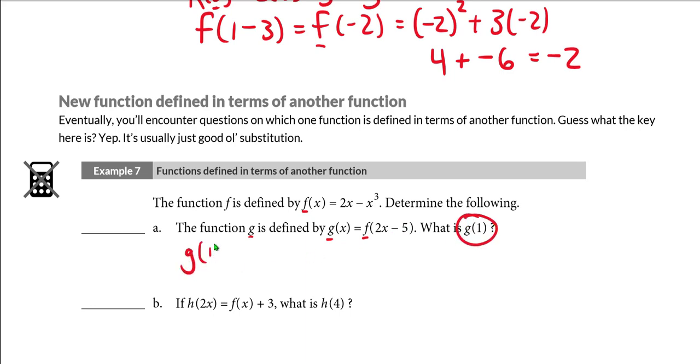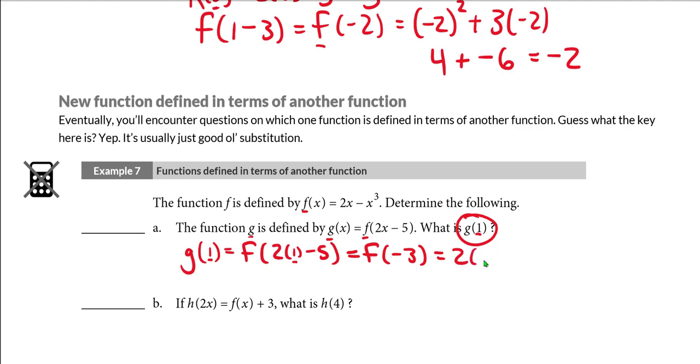It works exactly the same way as every other question up until this point, which is substitution. That 1 in this position is an input or x value, which means that anywhere I see that x on the right-hand side, I need to throw in a 1. So it's as simple as taking the 1 that was in the x position here and throwing that 1 into the x position here. And now all this becomes is f of 2 times 1 minus 5, which is 2 minus 5, which is negative 3. So I'm just evaluating f of negative 3. That's all I'm doing here.